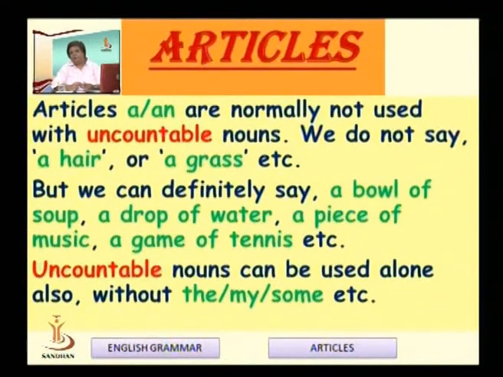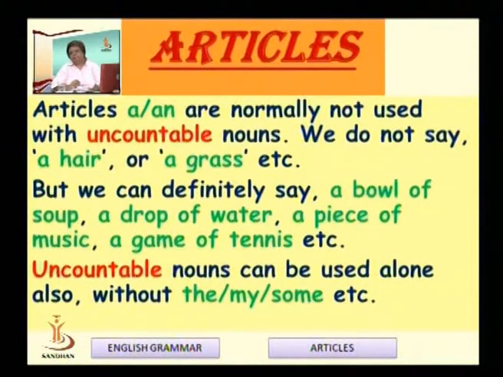Articles a and an are normally not used with uncountable nouns. Uncountable nouns can be used alone also. Forget articles a and an. They can be used without any other part of speech as well. For without, see, that is the last line on your slide. Without the. What is the? The is an article. My is a possessive pronoun. Some, S-O-M-E, some is an adjective. It's an adjective of quantity. Alright, so uncountable nouns can be used alone also without article the, possessive pronoun my, or adjective of quantity some.